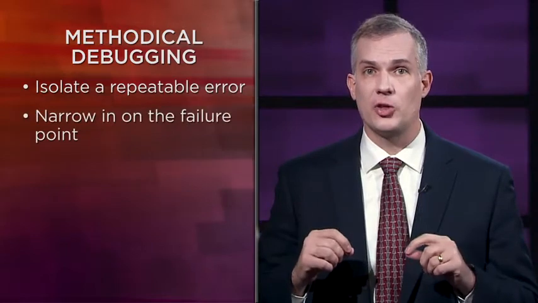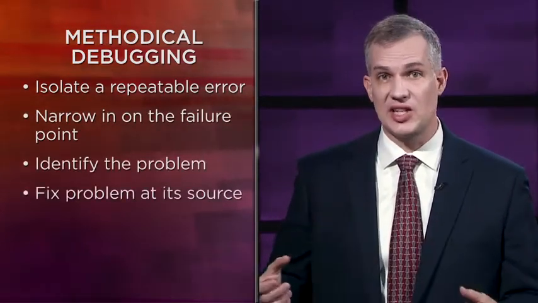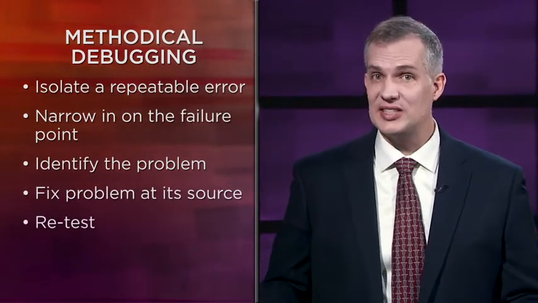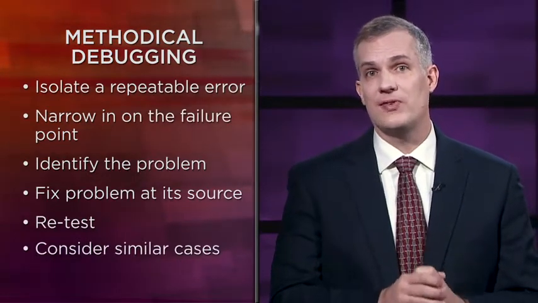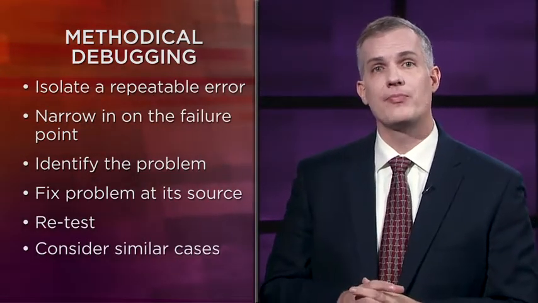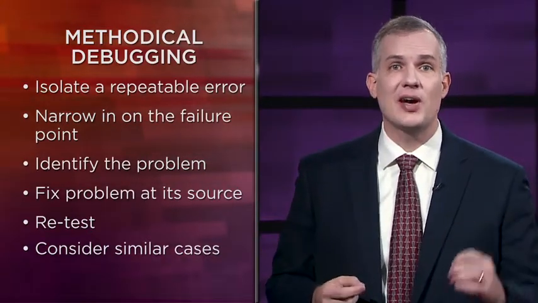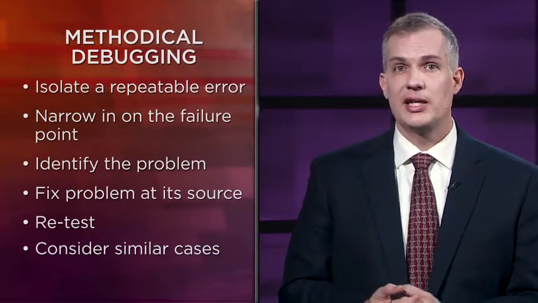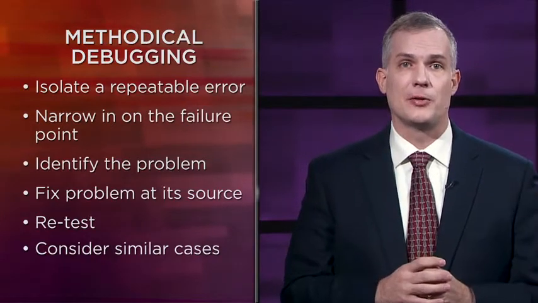I like to think of debugging as following 6 main steps. First, isolating the error. Then, narrowing in on the failure point. Identifying the problem. Fixing the problem. Retesting. And finally, considering similar cases where the error you fixed might reappear elsewhere in your program. In fact, if you learn nothing else about debugging, know this: debugging is a methodical process. It's not just a matter of randomly jumping through your code to find errors and make bugs disappear.